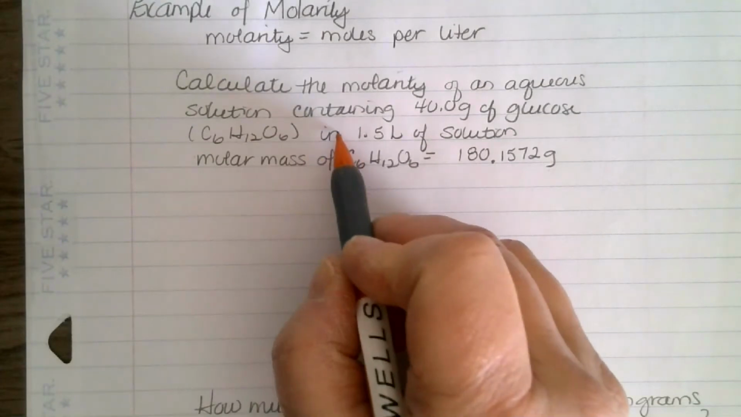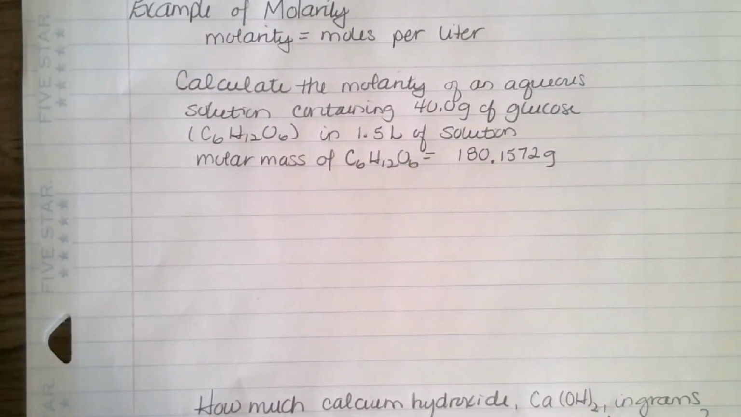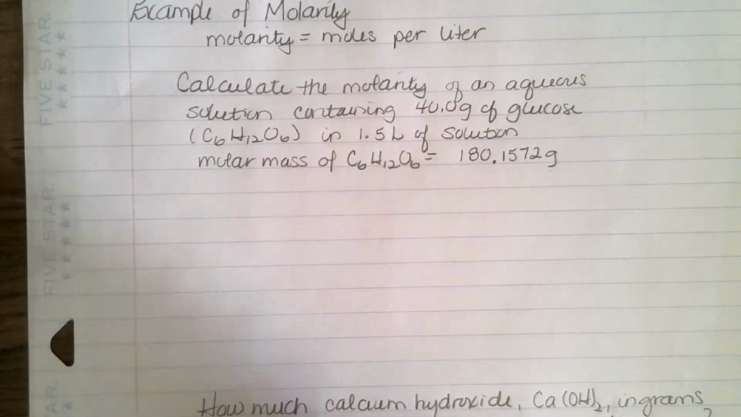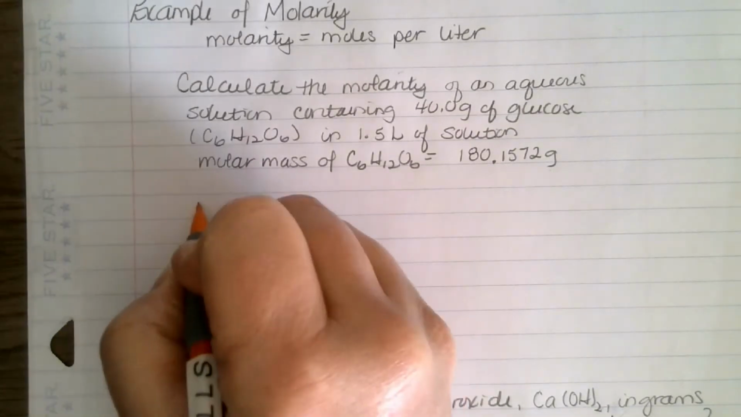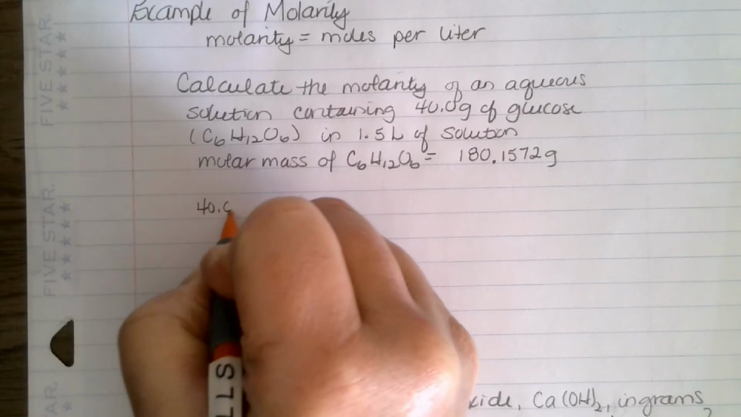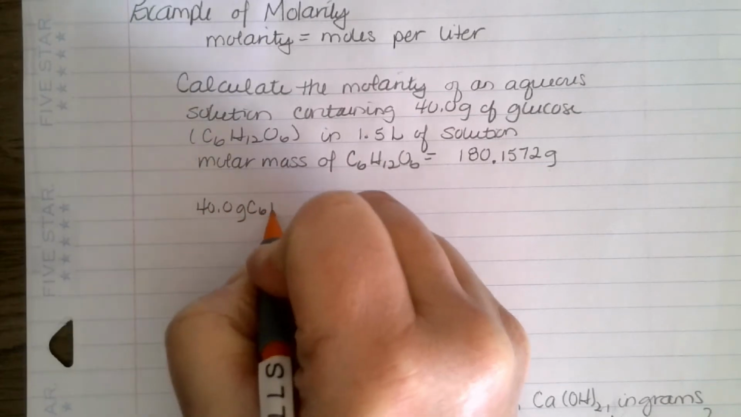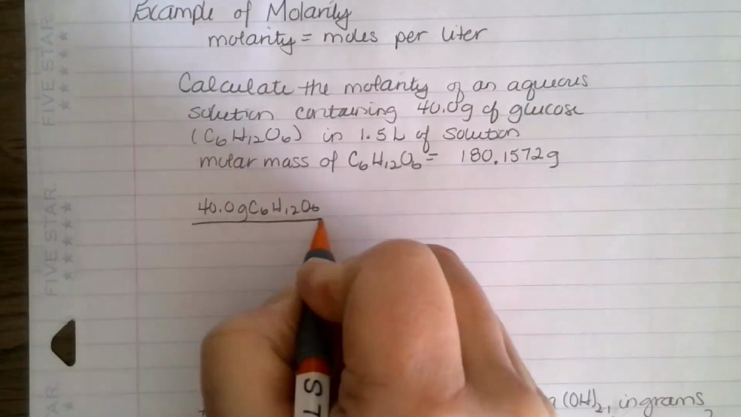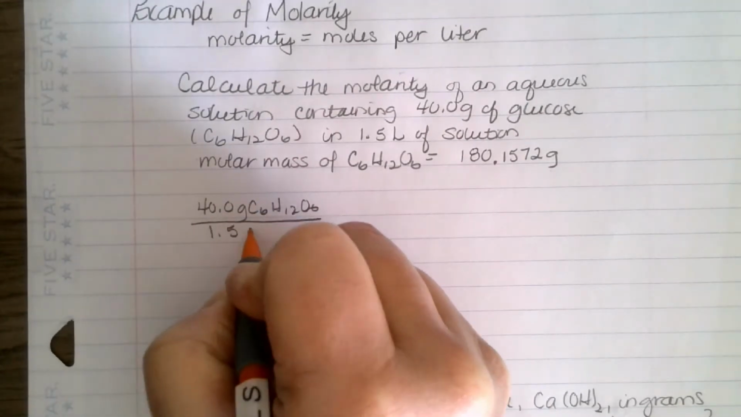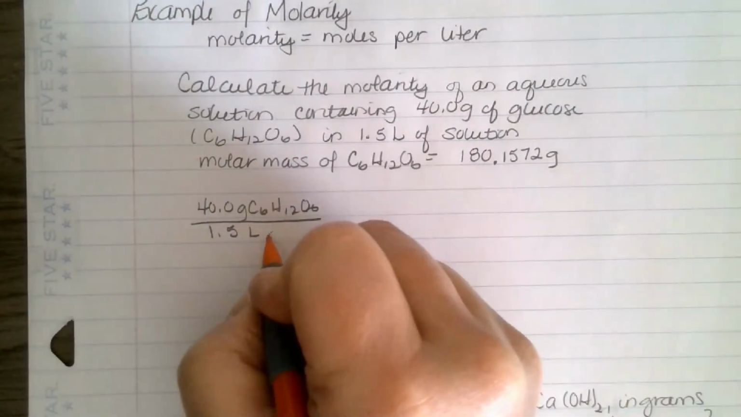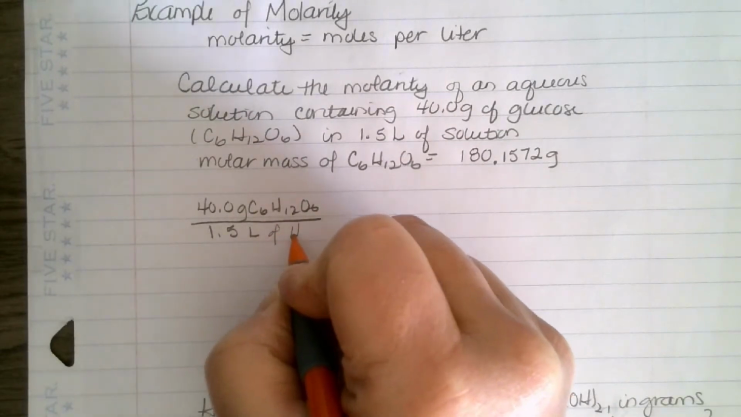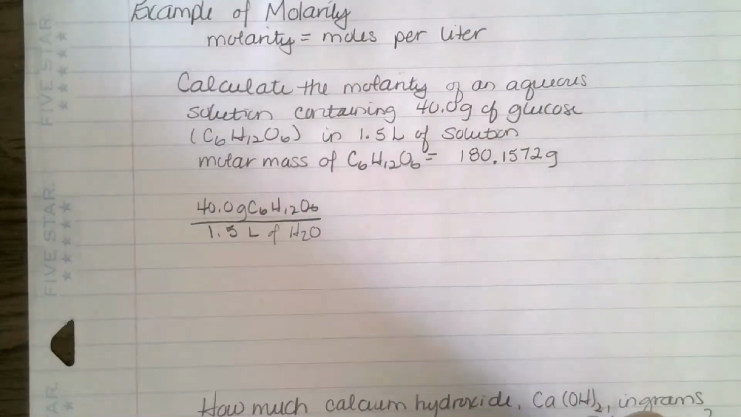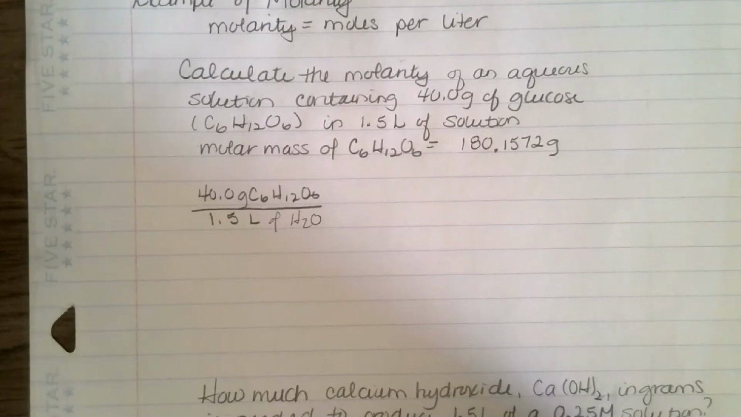The word "in" usually means division, and the word "of" usually means multiplication. So let's look at that a minute. If I have 40.0 grams of glucose in 1.5 liters of solution, which is probably a water solution, I'm just going to write "water" to give me an idea that I know it's a solution.